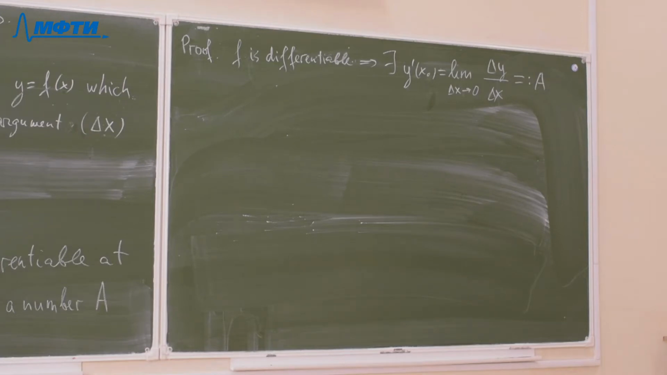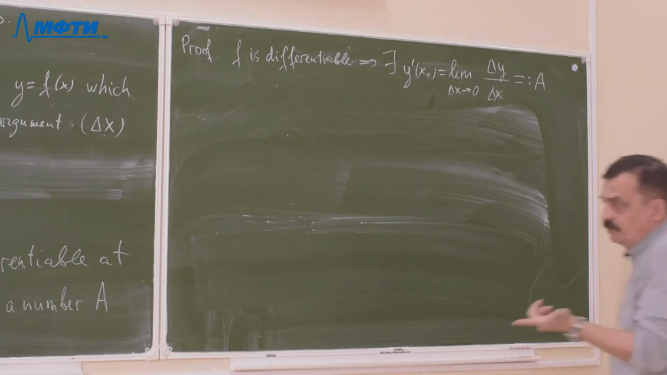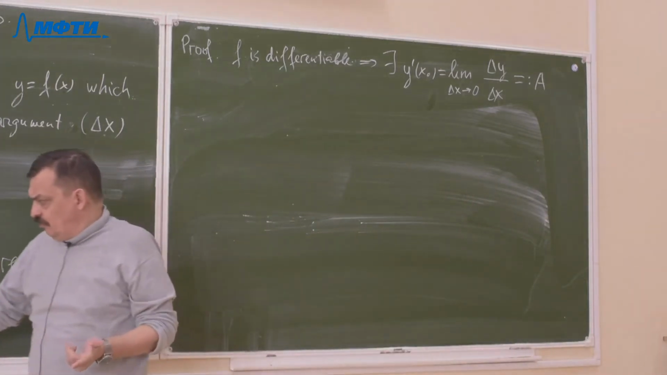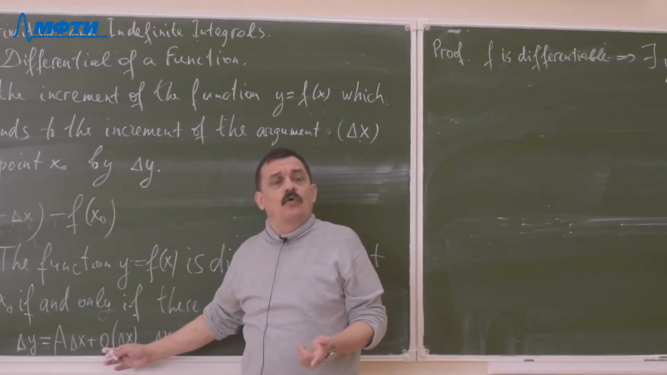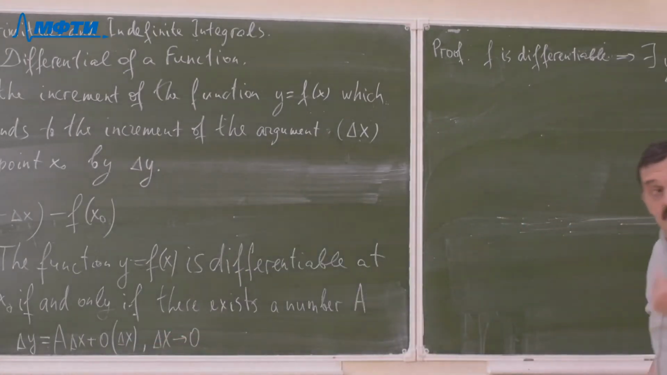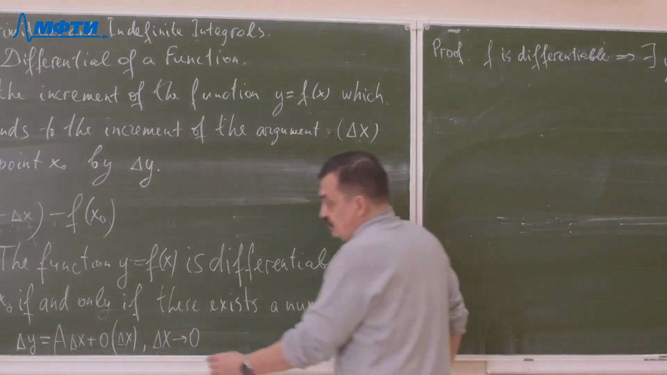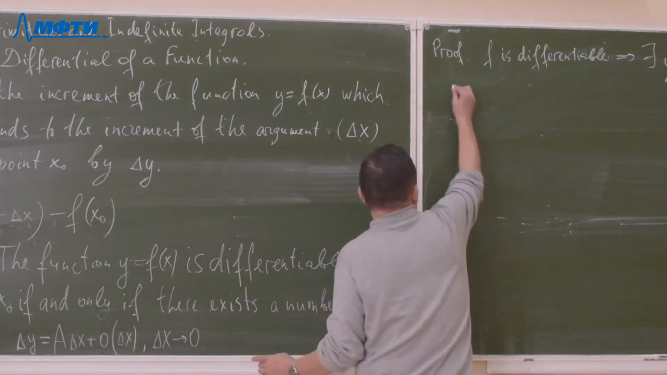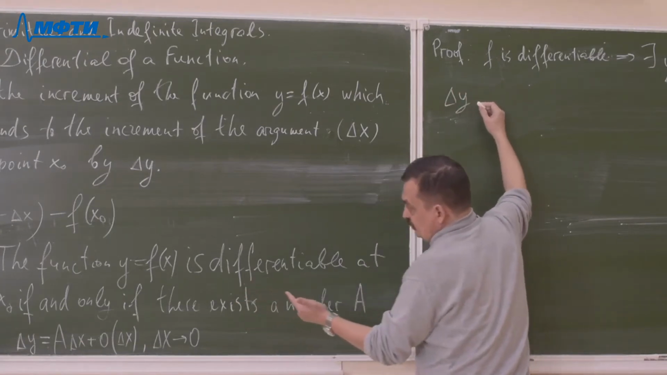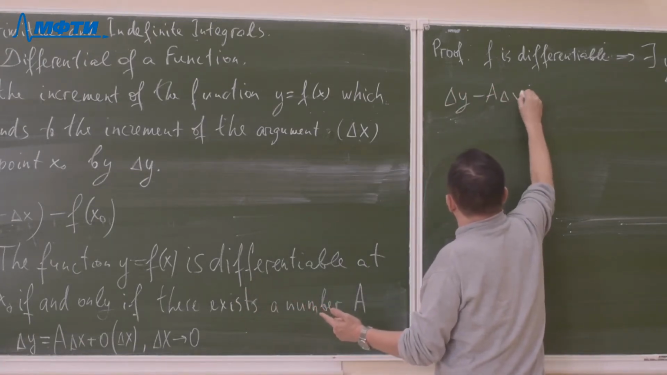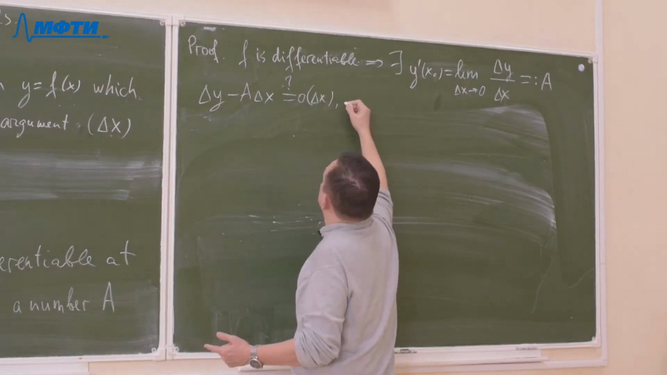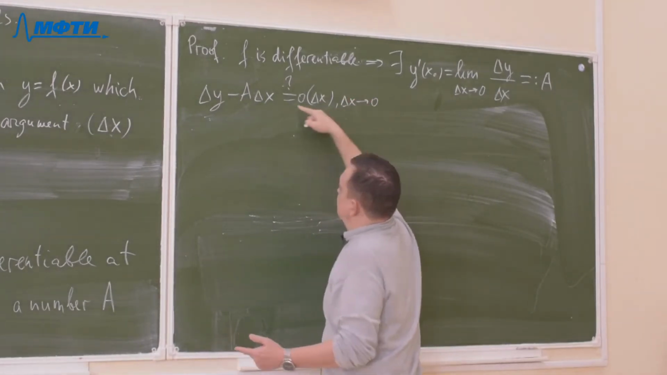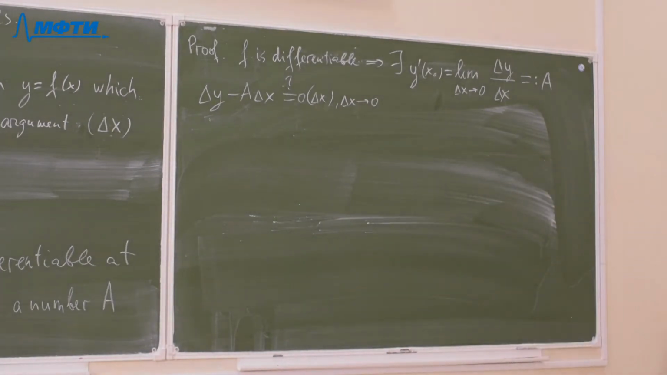After that, look, what we have to check. What does this equality mean? What does little o mean? What is the meaning of this little o? It means, if I group them, what I need to check is that delta y minus A delta x is little o of delta x as delta x tends to 0, right? That is what I want to check. I want to prove this, right? Now, look.